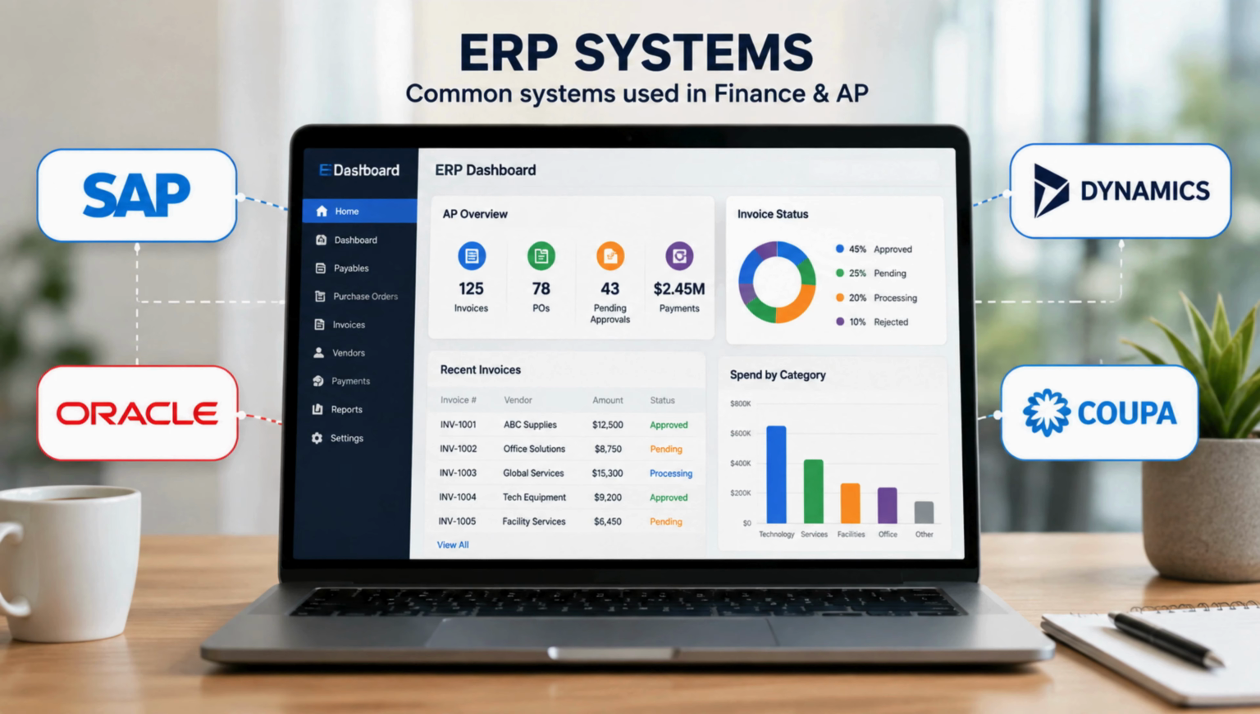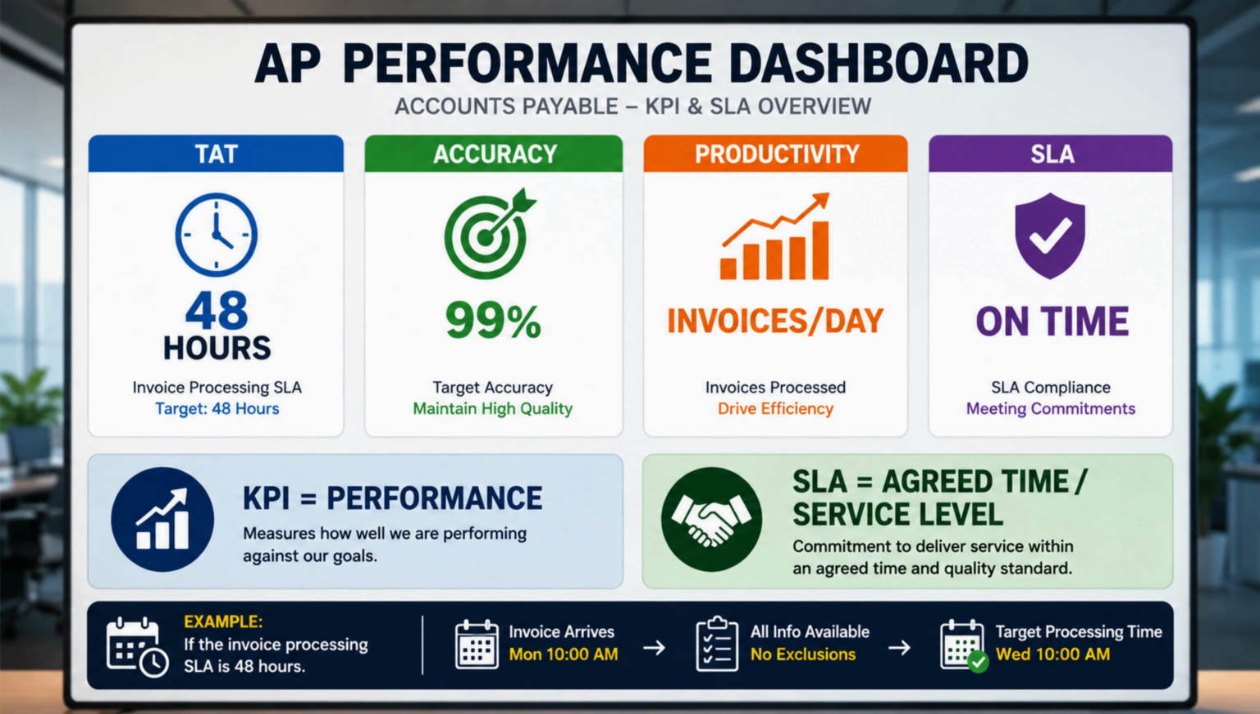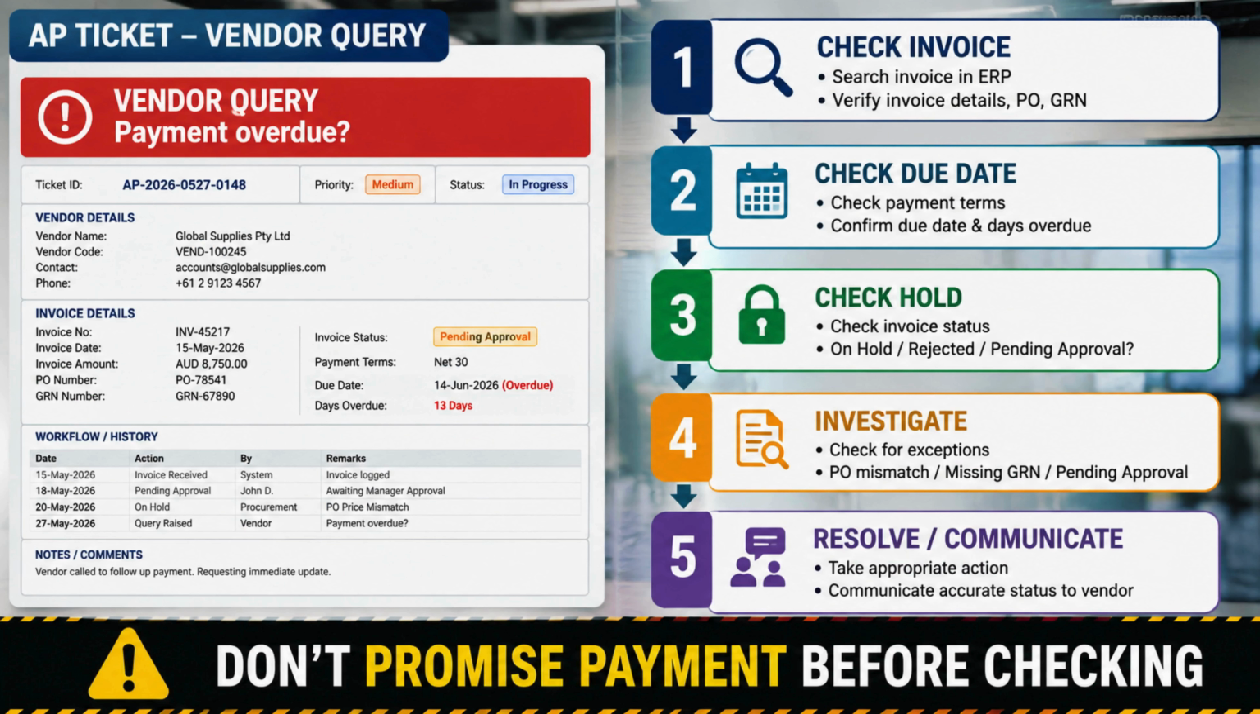Question 24. What are AP KPIs and SLAs? This question is especially important for BPO interviews. KPI means Key Performance Indicator. SLA means Service Level Agreement. AP teams may be measured on invoice processing time, accuracy, productivity, exception rates, payment accuracy, and query resolution. For example, suppose the invoice processing SLA is 48 hours. An invoice arrives Monday at 10 a.m. Assuming all required information is available and there are no applicable exclusions, the target processing time would be Wednesday at 10 a.m.